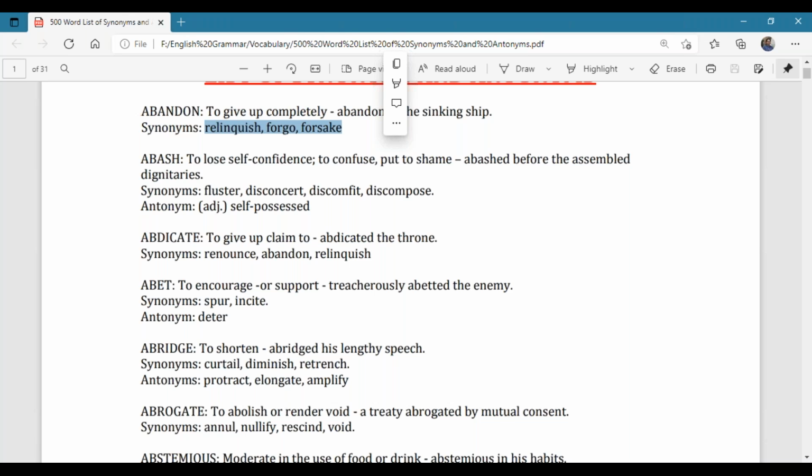Now the opposite of this is stick by. To get attached, attachment, stick by. That means to stay by. Abandon is a good word for you to remember. These are the synonyms, and apart from these you can also write other synonyms. The antonym that I told you is stick by. S-T-I-C-K, stick by. B-Y, by.